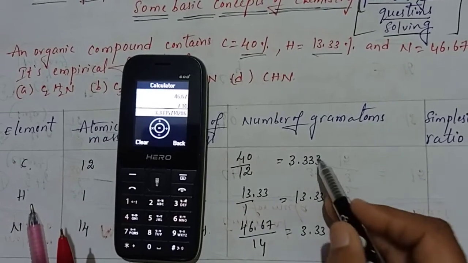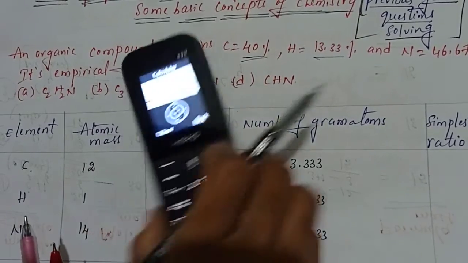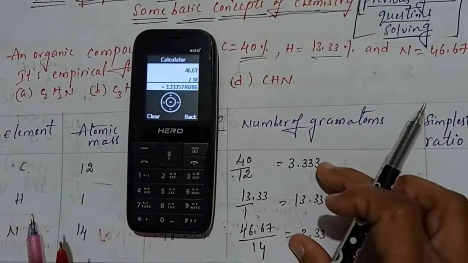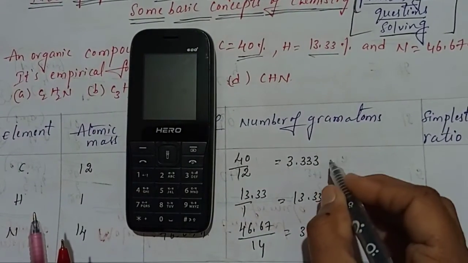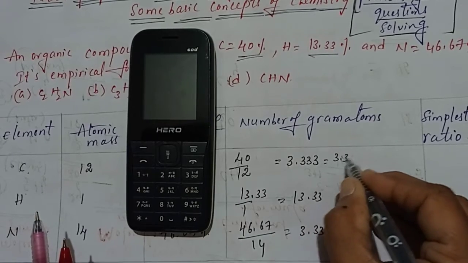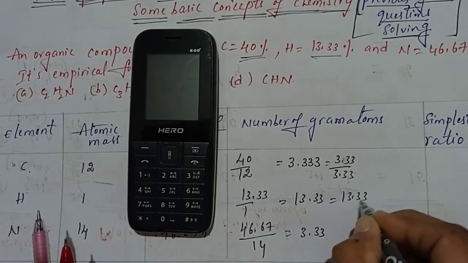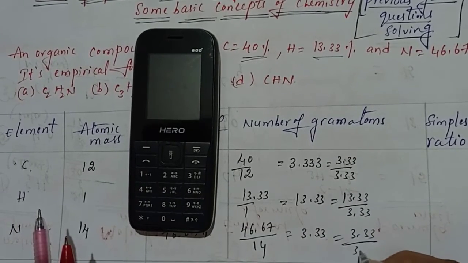3.33, correct? Now in these three values, students, which is the smallest value? Which is the small value? 3.33. So with that smallest value you have to divide these three values, students. So that means 3.33 by 3.33, 13.33 by 3.33, 3.33 by 3.33.